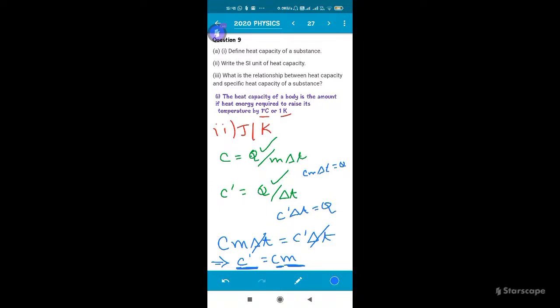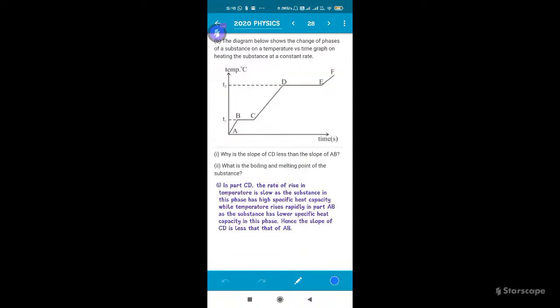I am just writing it as a mathematical expression, but make sure you write it in words. Okay, so I hope this question is also clear. A very direct and simple question. Okay, then let's move on to the next question. So over here you have a heating curve. It has not been mentioned of which substance, it can be any substance. Okay.